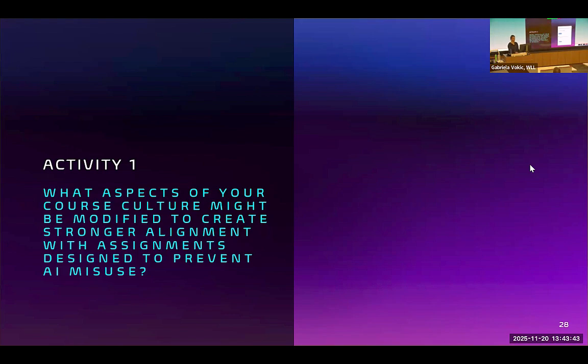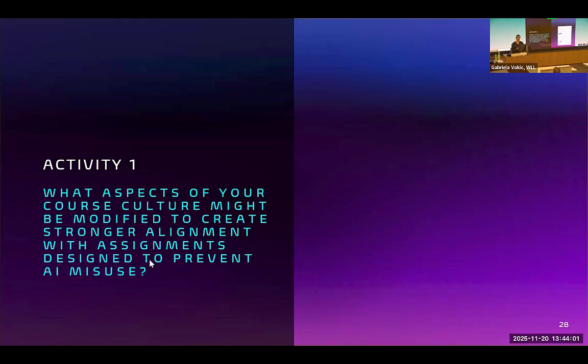Well, if there are no questions, I guess we can look at some of these activities that I had for you guys, because we have a couple of minutes. So the first one, it says, what aspects of your course culture might be modified to create stronger alignment with assignments designed to prevent AI misuse?